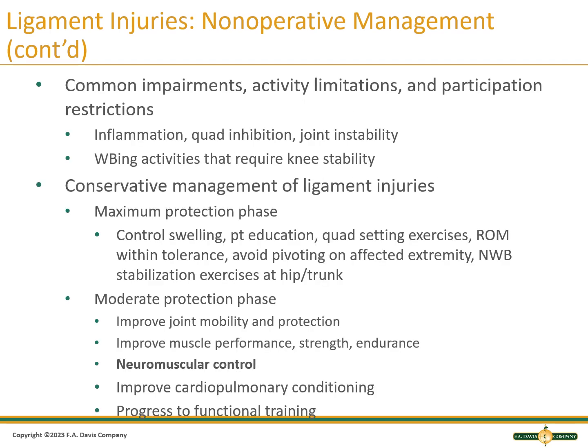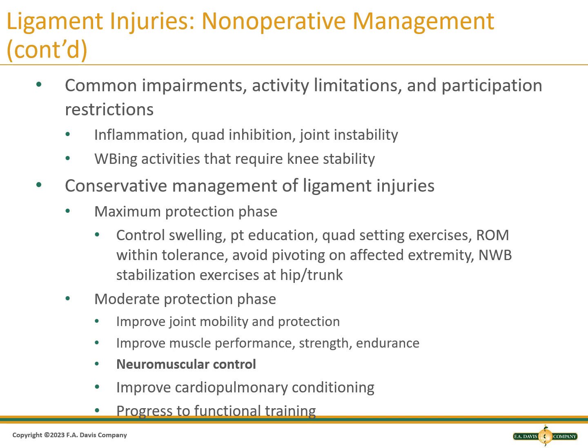Common impairments in this population are going to be inflammation, quad inhibition, and joint instability. Remember, quad inhibition is when the quadriceps muscle is shut down as a result of pain and/or swelling, so there's decreased neural input and neuromuscular firing as a protective mechanism, and so we have to get the body to realize that it is safe to have the quad fire again.